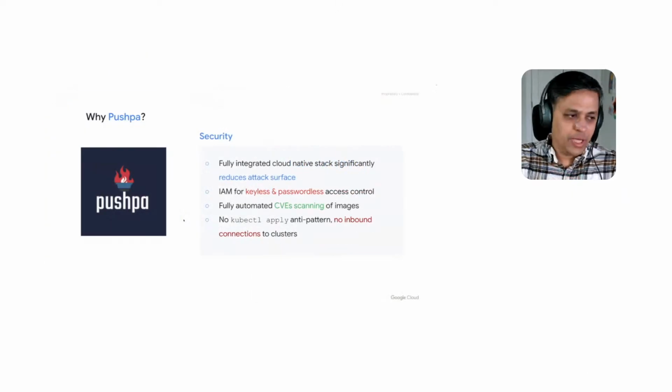Security, we talked about it. We gave the example of the SolarWinds attack where the build system was compromised and the supply chain itself becomes an attack surface. Since we are using a fully integrated cloud native stack, it significantly reduces the overall attack surface of the supply chain. All the components that we use on GCP use IAM for access control, so you don't need keys or passwords to access components or integrate between the components. And another aspect here is that since we're using GitOps for all the deployment, there is no need of inbound connection to the cluster. So you pretty much avoid the kubectl apply anti-pattern. So security wise, our Pushpa is built in for better security.